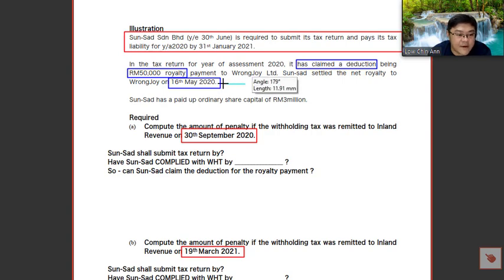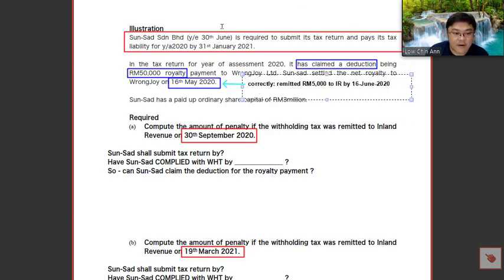Now, if you had acted correctly, you should have remitted the 5,000 to Inland Revenue by 16th of June 2020. Okay? So anything after 16th of June 2020 is what? It's a late payment. If it's a late payment, you're going to add 10%, okay? How do I get 5,000? Because the withholding tax rate is 10%. I've told you just now about royalty, right? There are more withholding tax rates that we're going to learn later on.